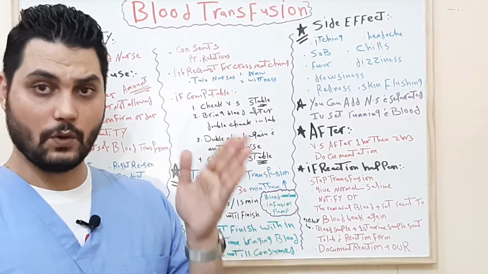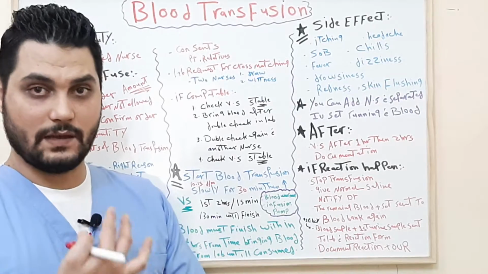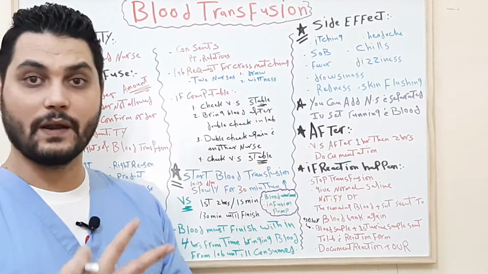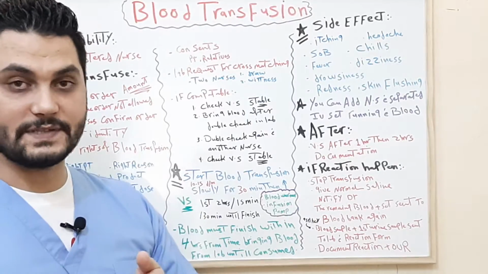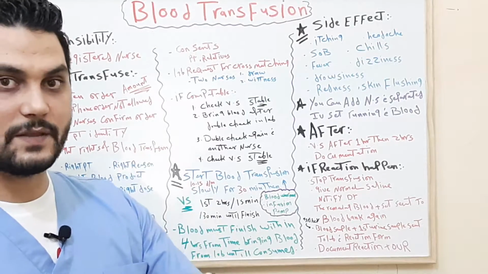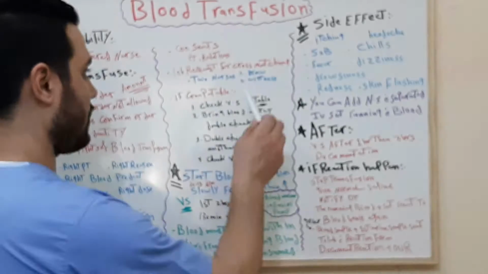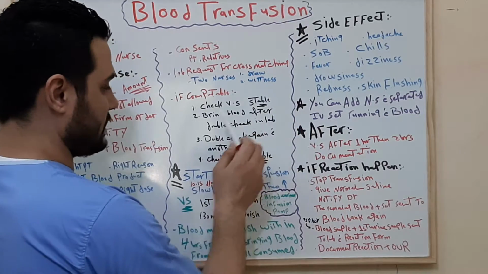One witness goes to the patient and asks the patient's full name, MRN, nationality, sex, and age, to know everything about the patient, so that he or she is the right patient. So one nurse draws and one is the witness and asks the patient.